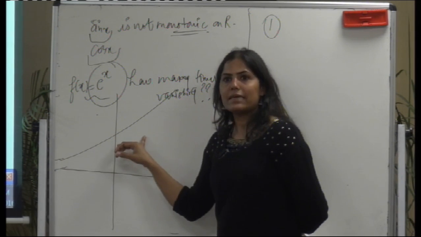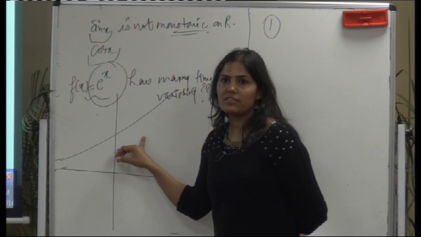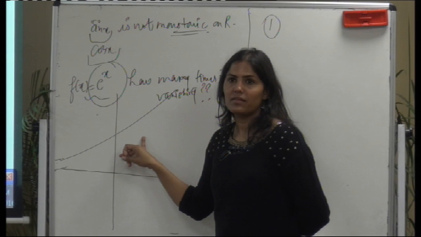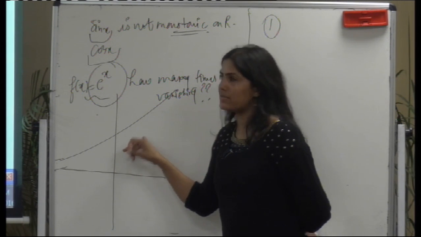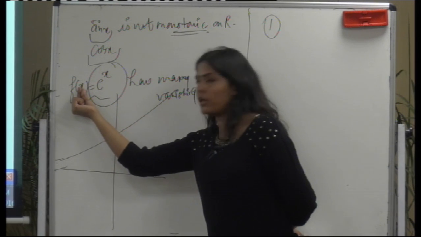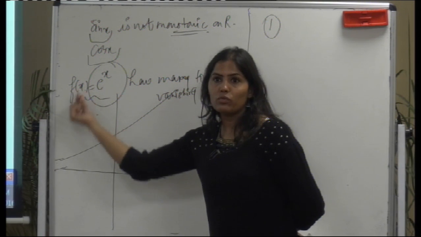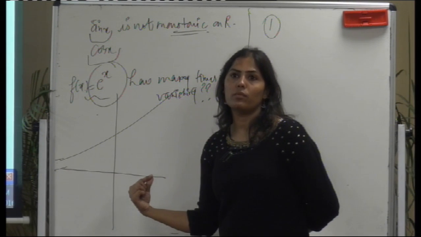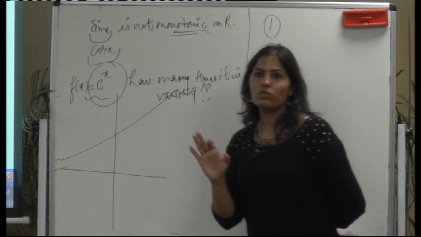So it is cutting the x-axis. Vanishes means you are finding the roots. Just listen. You are finding the roots. Roots means you are finding x values where y is 0. f(x) equal to 0 means what? y is 0, no? f(x) equal to 0 means y is 0.